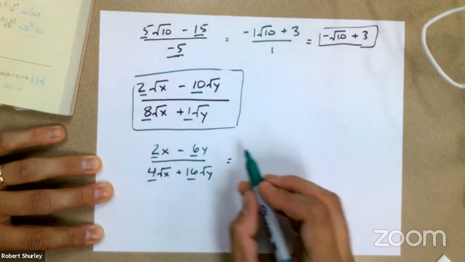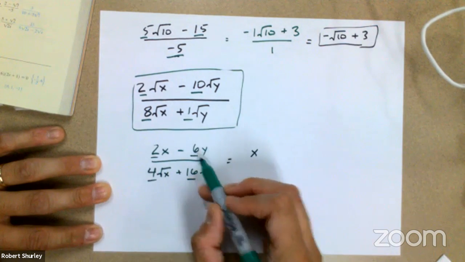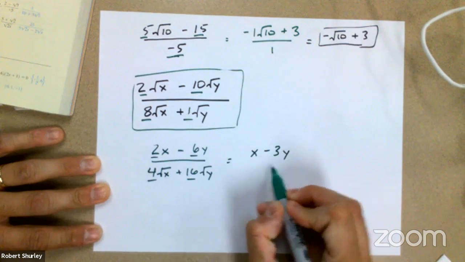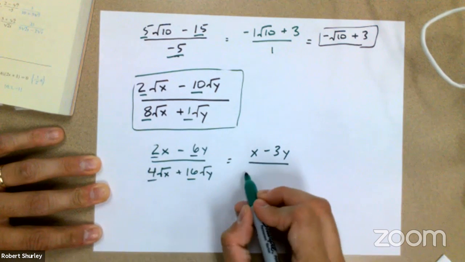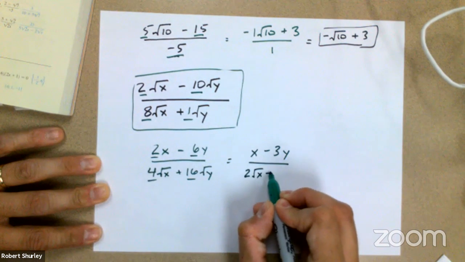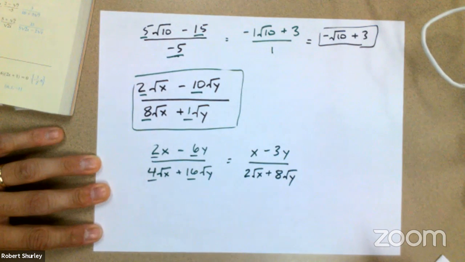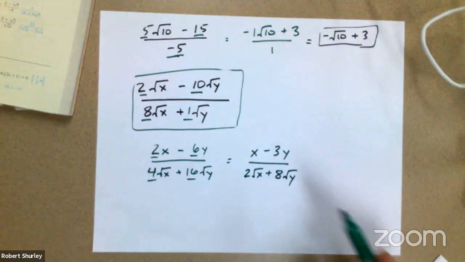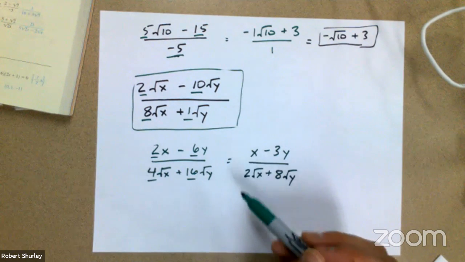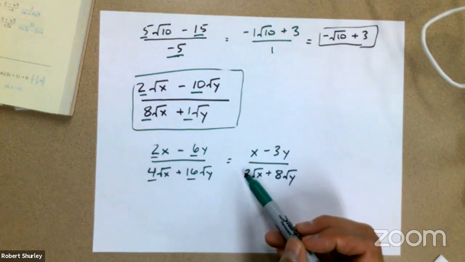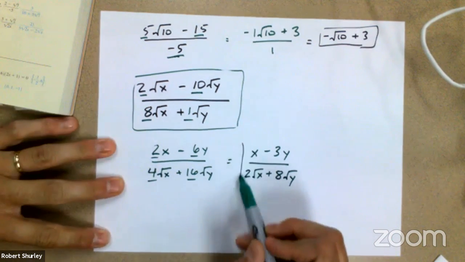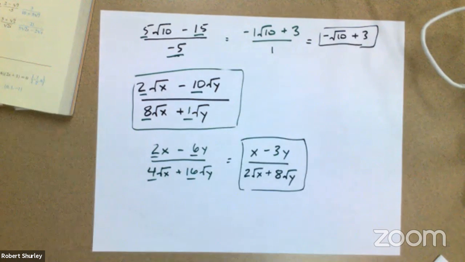So 2 divided by 2 is 1, so I'm just going to call that x. 6 divided by 2, that's 3. 4 divided by 2 is 2, so 2 square root of x. And then 16 divided by 2 is 8 square root of y. Okay. And now notice we don't have anything we can divide evenly into all 4 parts. It's a 1, a 3, 2, and an 8, right? So we are done. Okay.